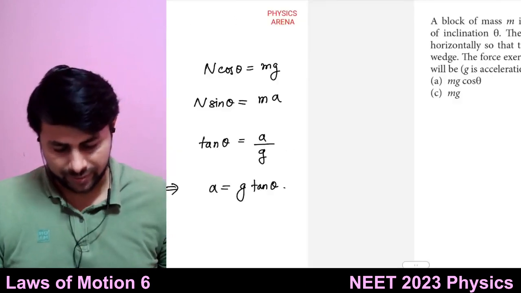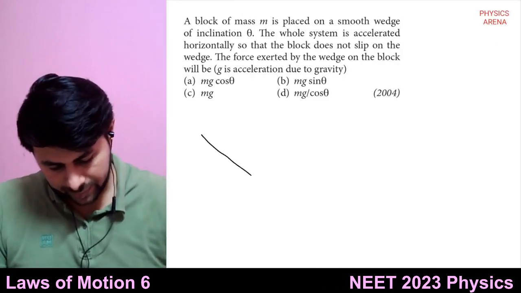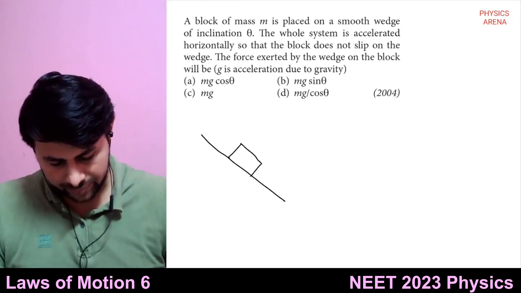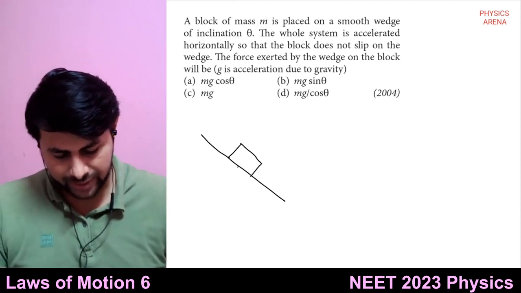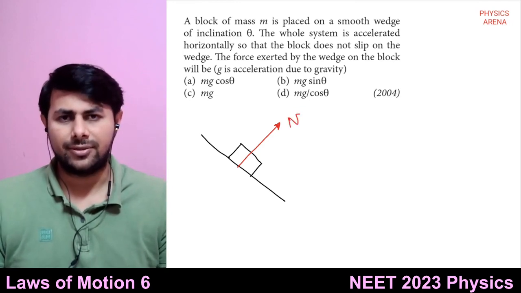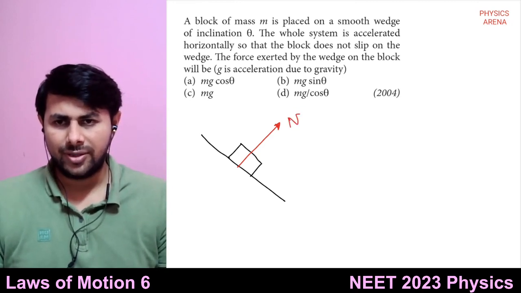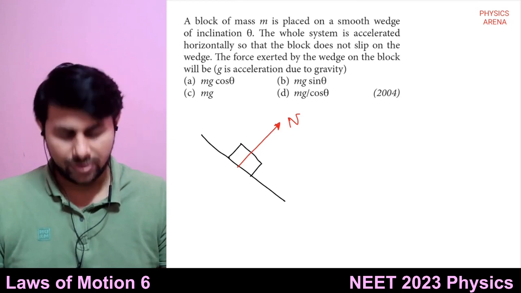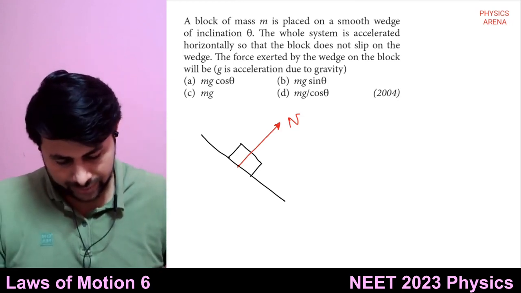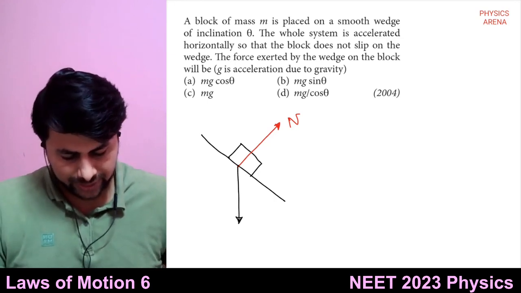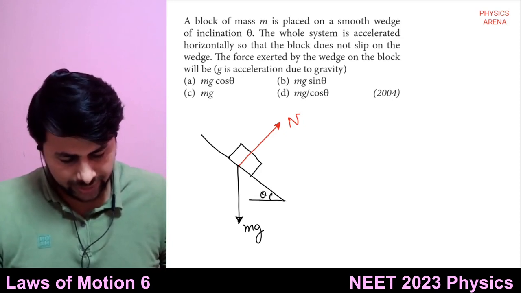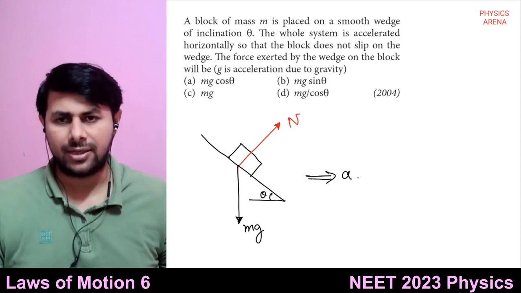This problem is similar. See, there is this wedge and this block. Okay, so the force exerted by the wedge on the block is equal to the normal reaction. It is equal to what? The normal reaction. So how much is that? That we have to find out. Okay, so there is another force which is acting downwards. Mg is acting downwards. This angle is theta, and the system is given acceleration a.